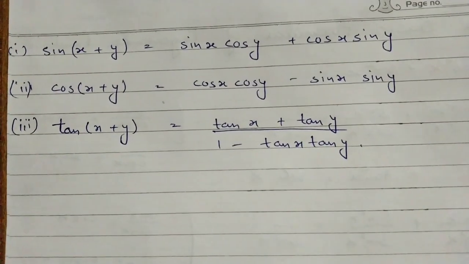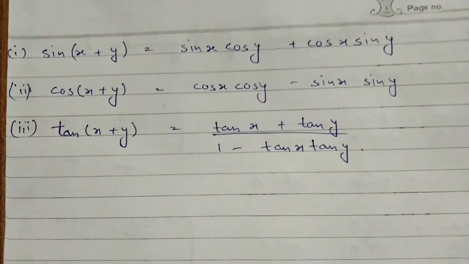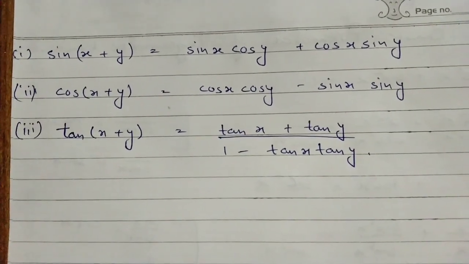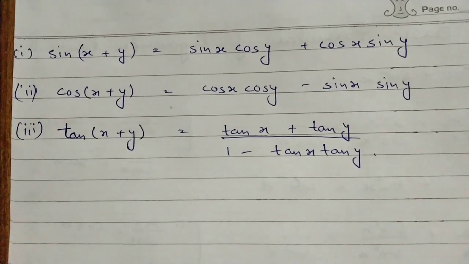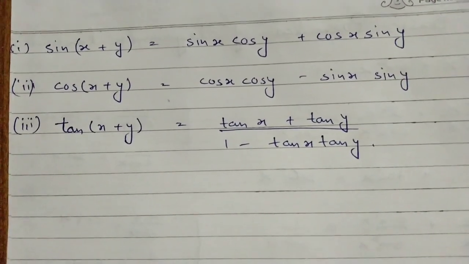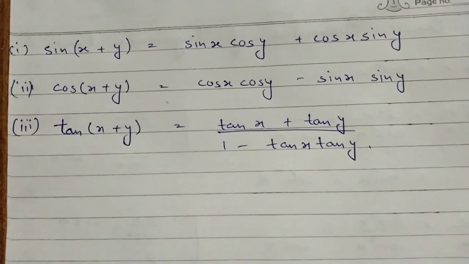Now three more basic formulae. Sin (x plus y) is equal to sin x cos y plus cos x sin y, and cos (x plus y) is equal to cos x cos y minus sin x sin y, and the third one is tan (x plus y) is equal to tan x plus tan y divided by 1 minus tan x tan y.